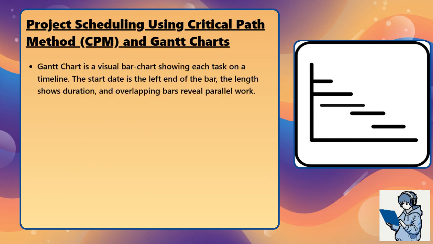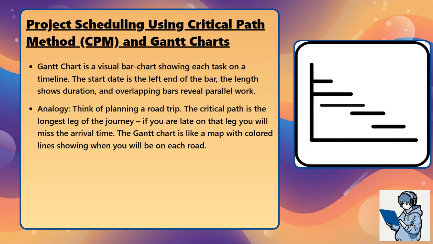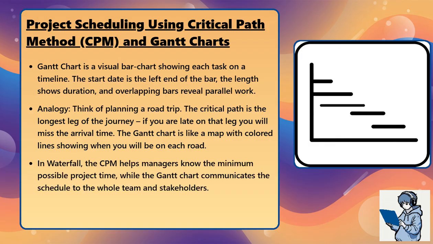A Gantt chart is a visual bar chart showing each task on a timeline. The start date is the left end of the bar, the length shows duration, and overlapping bars reveal parallel work. Analogy: think of planning a road trip. The critical path is the longest leg of the journey. If you are late on that leg, you will miss the arrival time. The Gantt chart is like a map with colored lines showing when you will be on each road. In Waterfall, the CPM helps managers know the minimum possible project time, while the Gantt chart communicates the schedule to the whole team and stakeholders.